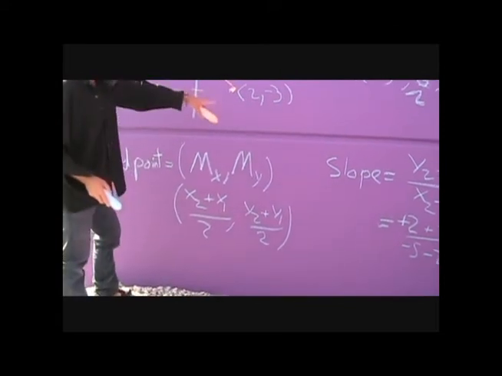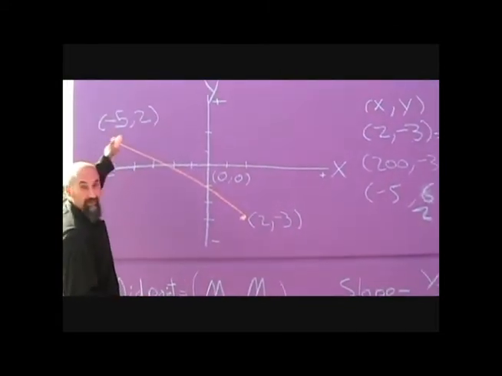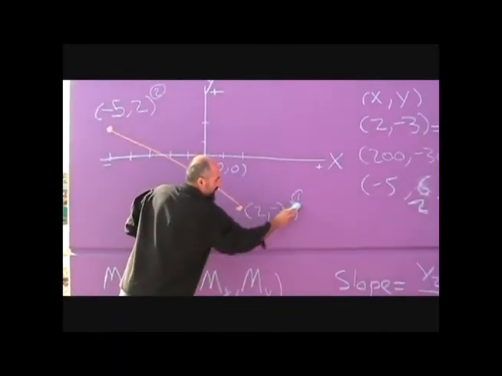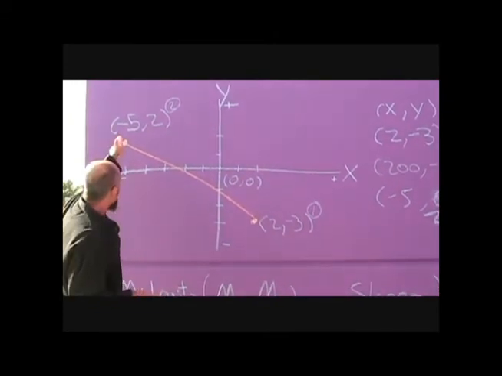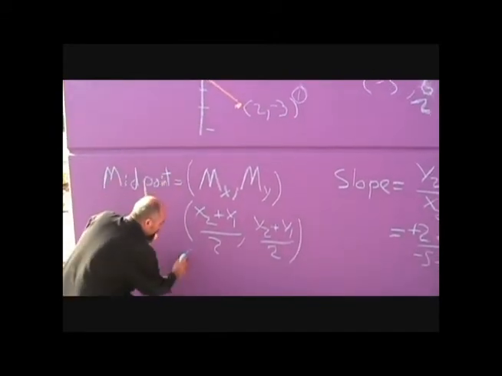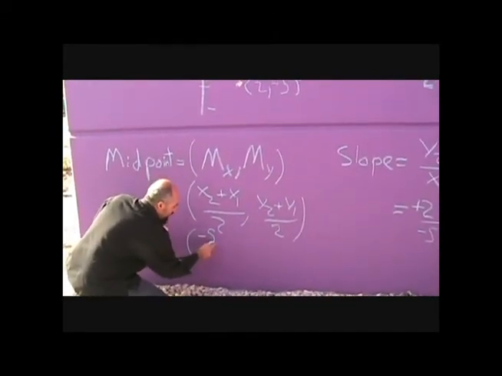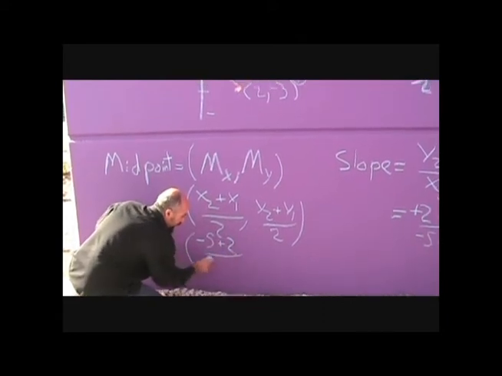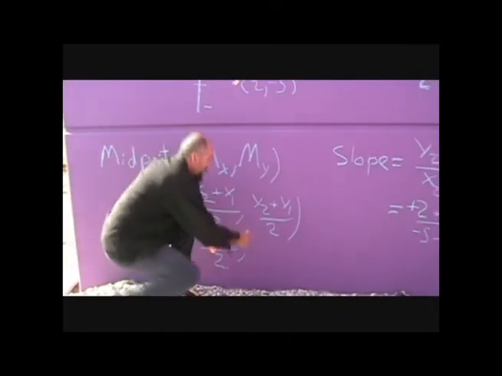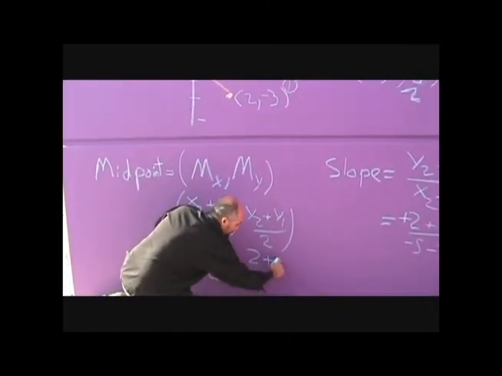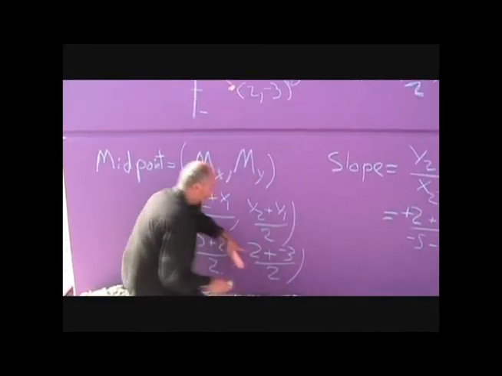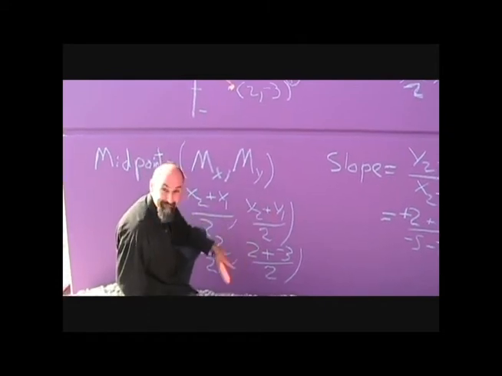So x2, we had, what was our x2? We chose that one as being the coordinate point, the second point, and this one as being the first point. So x2 is -5 plus 2. So this guy becomes, let's go down here, -5 plus 2 divided by 2. And for the y, it's y2, which is 2, plus -3 divided by 2. And it's 2 for y2, not -2 like the mistake we did for the slope one.